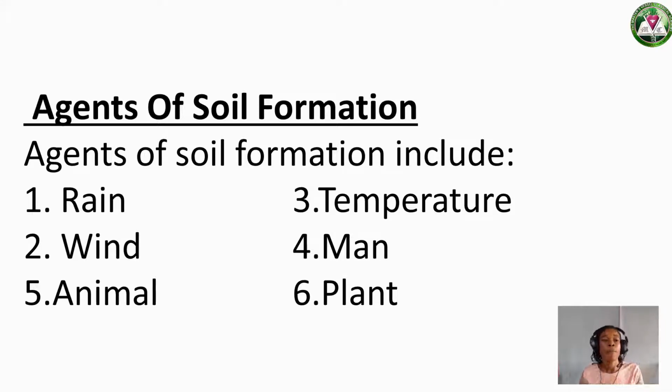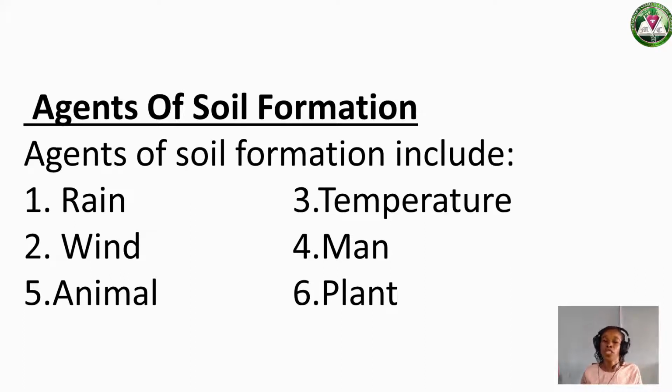We have rain. Number 1, rain. Rain is one of the agents of soil formation. We have wind. Wind is one of the agents of soil formation. We have temperature. Temperature is one of the agents of soil formation. We have man. Man also is one of the agents of soil formation. We have animals. Animal is also one of the agents of soil formation. And we have plants. Plants is also an agent of soil formation.